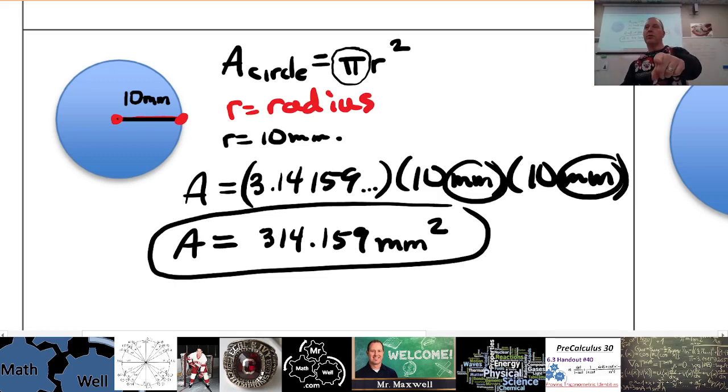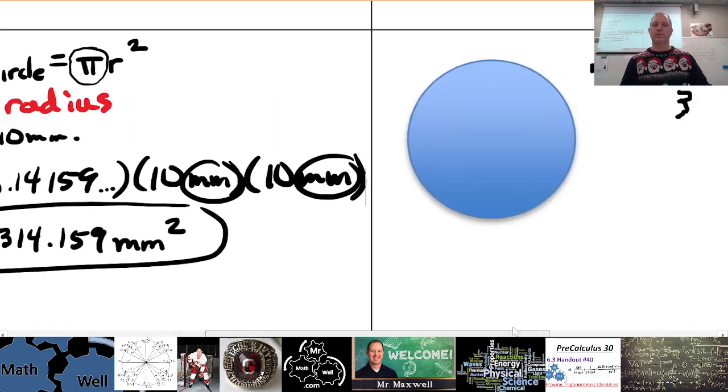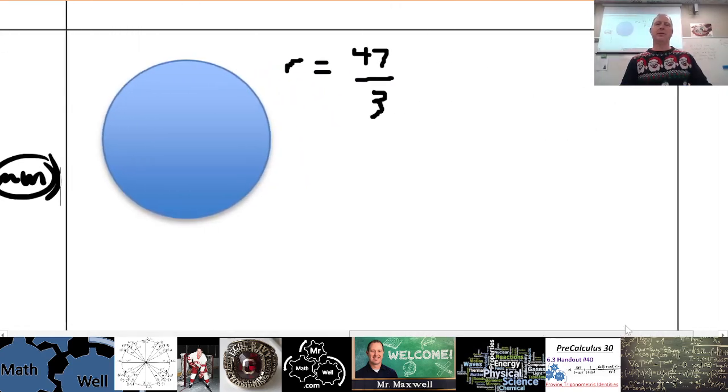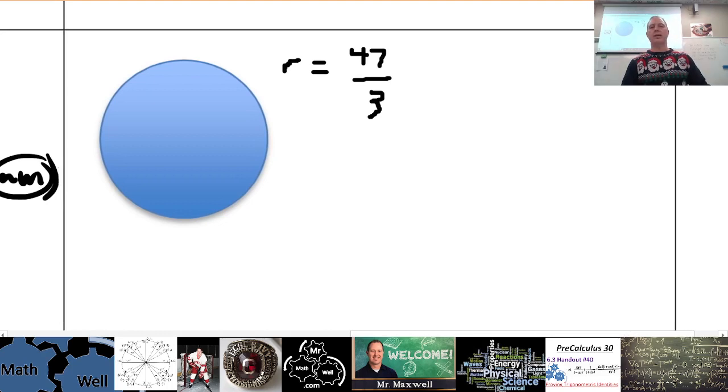Make sure you remember the area for a circle. Area equals pi r squared. Excellent. Okay. Now what happens if I have a circle with a radius of 47 over 3? Oh, it's a nasty fraction, isn't it? Can we still do it? Yeah, we sure can. Let's do that then. So remember, the radius is the distance here from the center to the outside edge, and it's the same to any part of the outside edge. Doesn't matter. So this radius is 47 over 3.